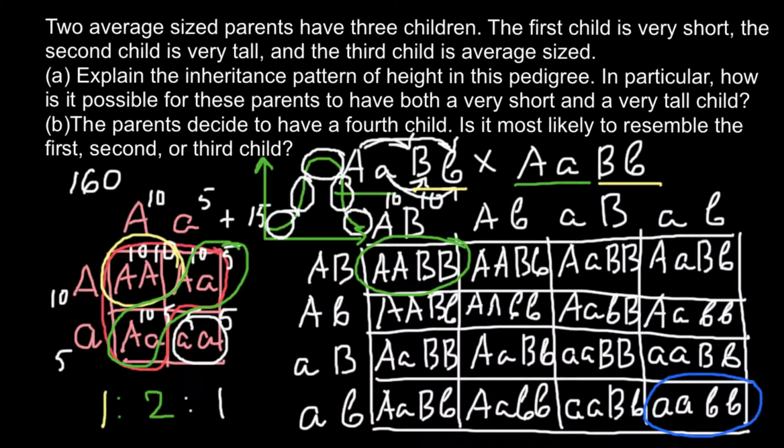And question B: the parents decide to have a fourth child. Is it most likely to resemble the first, second, or third child? And as you see, the probability is that the child would be average size, so it would resemble the third child who is average tall. And I have the last note.